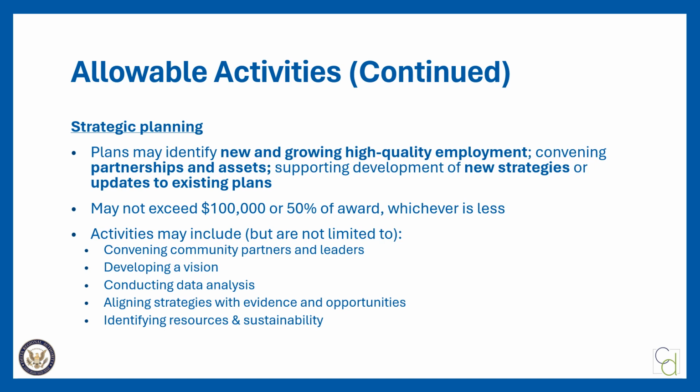Identifying, mapping, and prioritizing a vision for the future, data analysis, which may include obtaining workforce and economic information, conducting asset mapping, conducting SWOT analyses, or things like this, aligning education, economic, and workforce strategies, identifying resources and sustainability, including developing a financial plan with measurable benchmarks on how grant funding will be spent, and identification of other resources needed for your project and its impact to be sustainable. Pages 13 to 14 of the FOA talk more about allowable strategic planning activities.